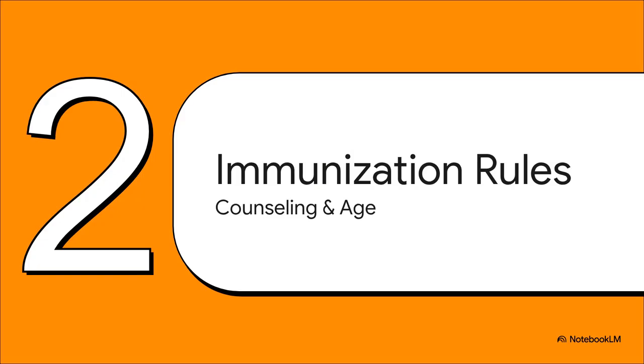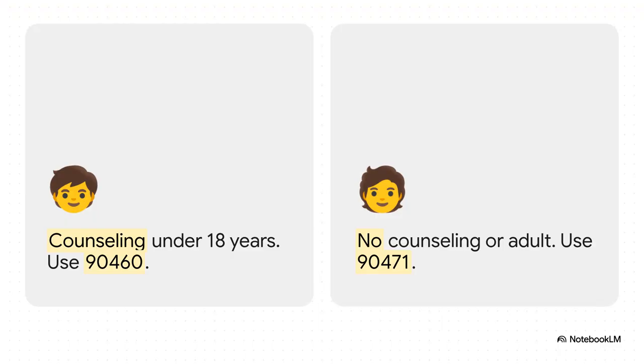Section 2. Case 1. Immunization rules. All right, imagine a classic exam favorite. A 4-year-old gets an MMR vaccine and the physician provides counseling. Later on, they get a flu shot, but this time, zero counseling. So how do we actually code this? Well, it's strictly divided based on age and counseling. For our 4-year-old getting the MMR with that physician counseling, we use code 90460 for the first component. Then we add on 90461 for any additional components in that combination vaccine.